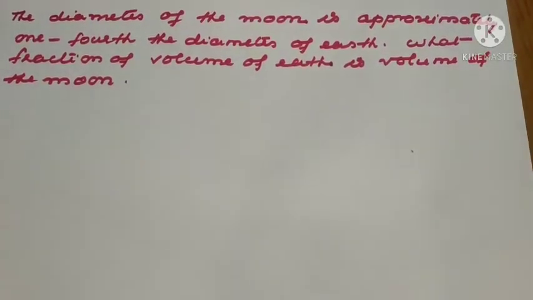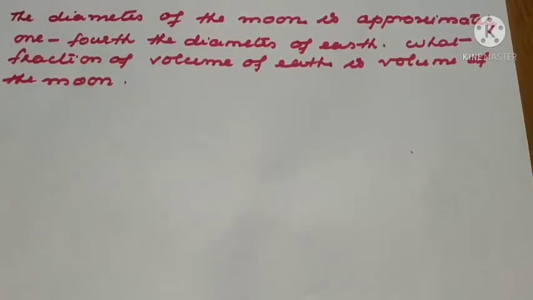The diameter of the moon is approximately 1/4 the diameter of the earth. What fraction of the volume of the earth is the volume of the moon? So it is given that the diameter of the moon is approximately 1/4 the diameter of the earth.